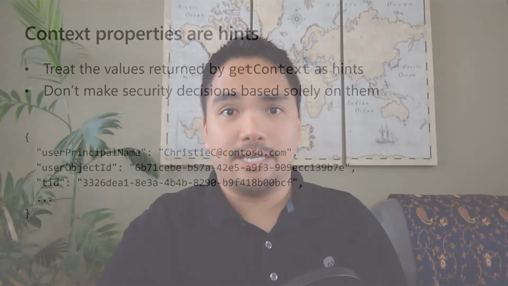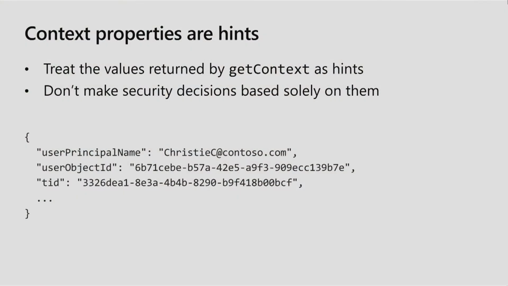Now, I want to start by emphasizing that the context properties that you get from the tab are just hints, and you should treat them as such. Although it's tempting to take the user's principal name, object ID, and tenant ID directly from the values in the context, remember that your code is running on the user's machine, and a malicious user can spoof these values and perhaps trick your tab into thinking there's someone else. So always authenticate the user before making decisions based on their identity.